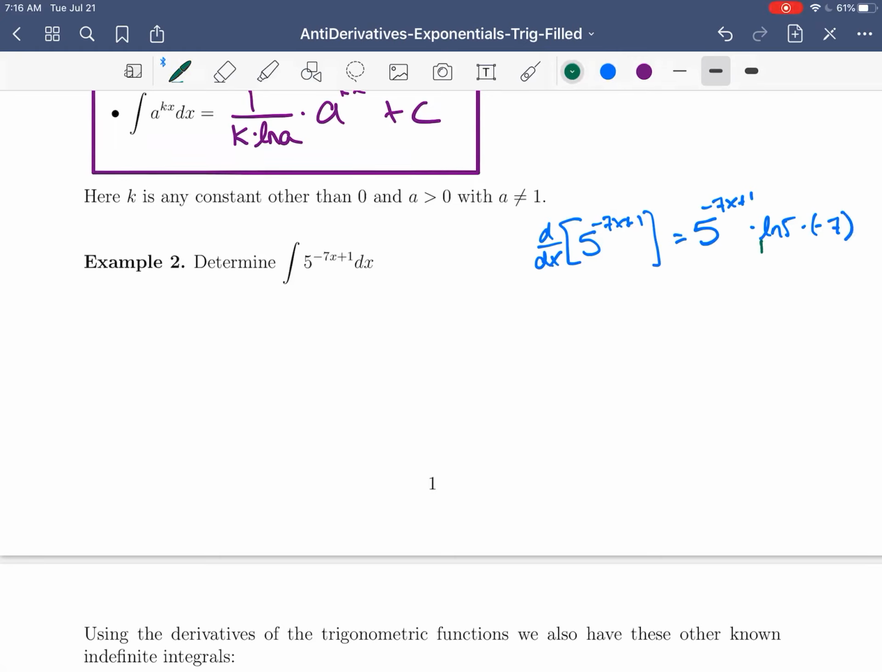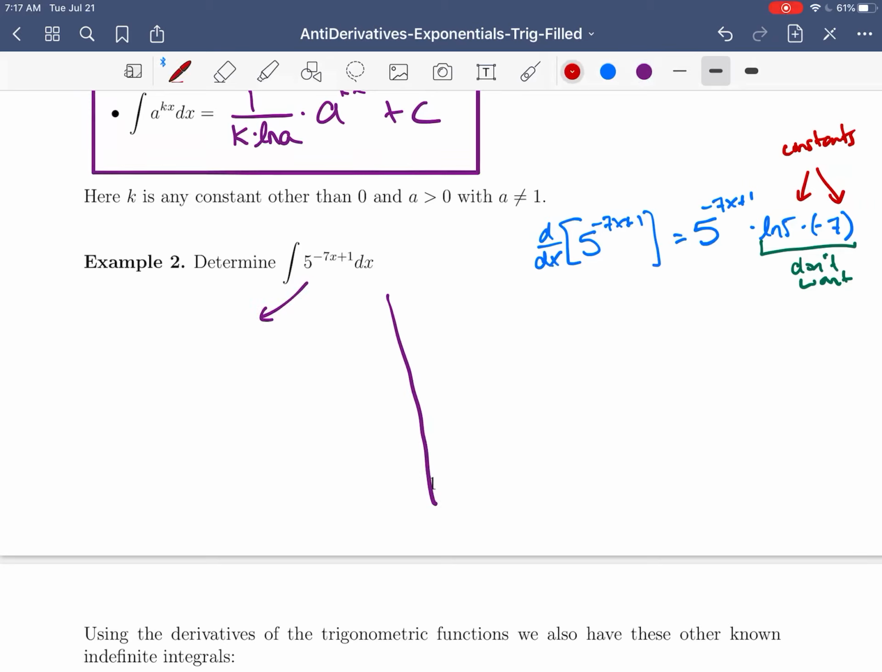So these things we don't want in our antiderivative. We can divide by them because they're both constants, or you can just force them to be in there. Either way is fine. So maybe I'll do this one 2 ways.